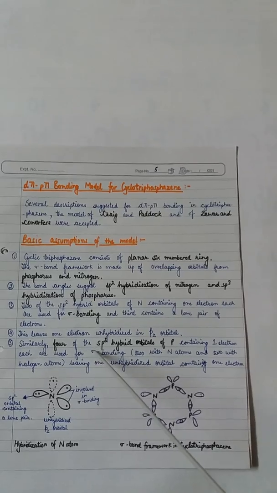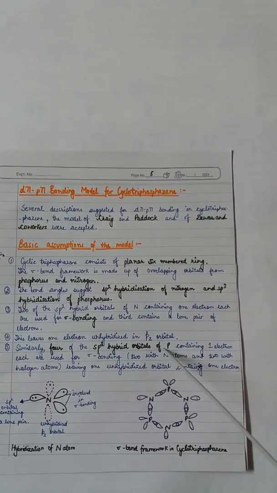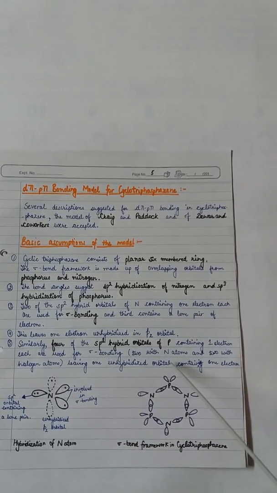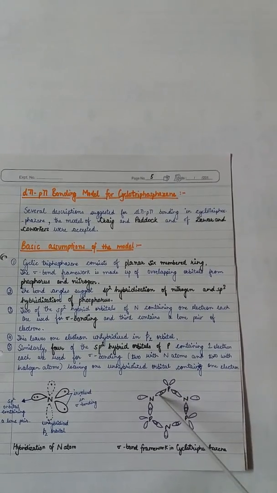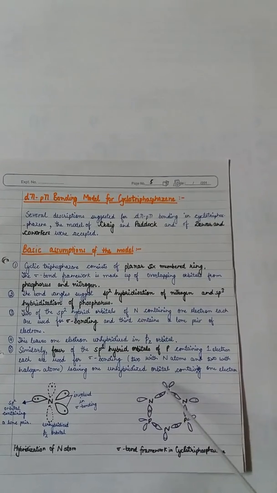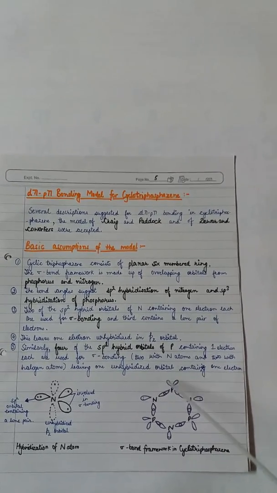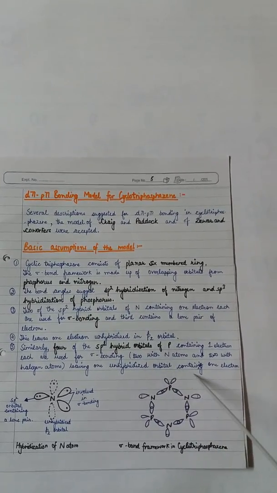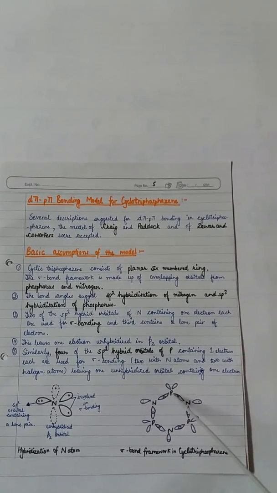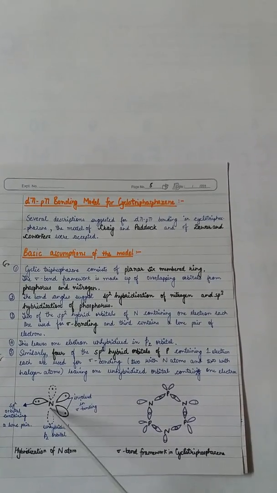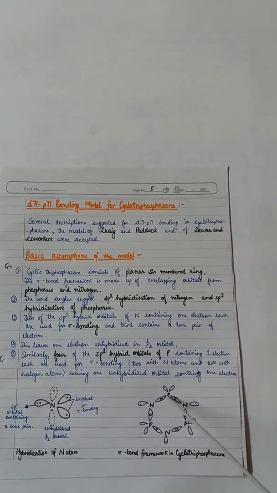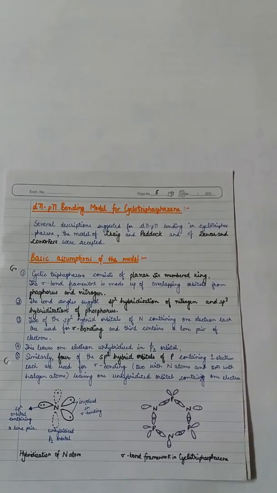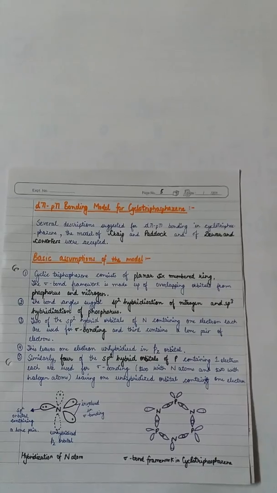Similarly, four of the sp3 hybrid orbitals of phosphorus, containing one electron each, are used for the sigma bonding. So the phosphorus atom is forming sigma bonds with two nitrogen atoms and two with the halogen atoms, or we can say the side groups, leaving one unhybridized orbital containing one electron. So in this also, similarly to nitrogen, one unhybridized orbital will be left in the phosphorus atom, containing one single electron.